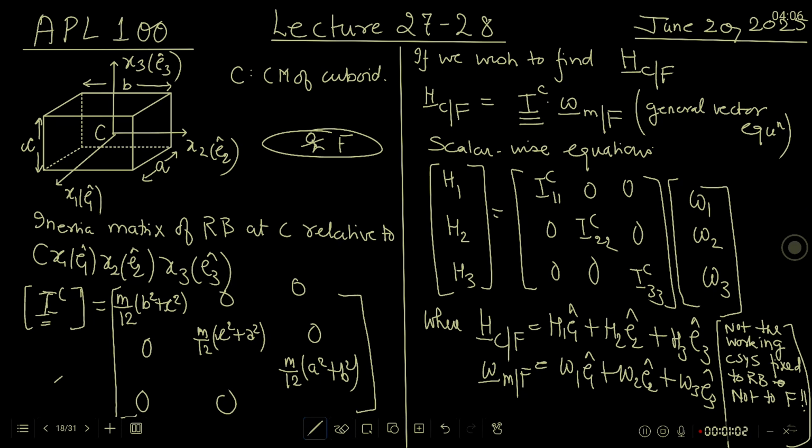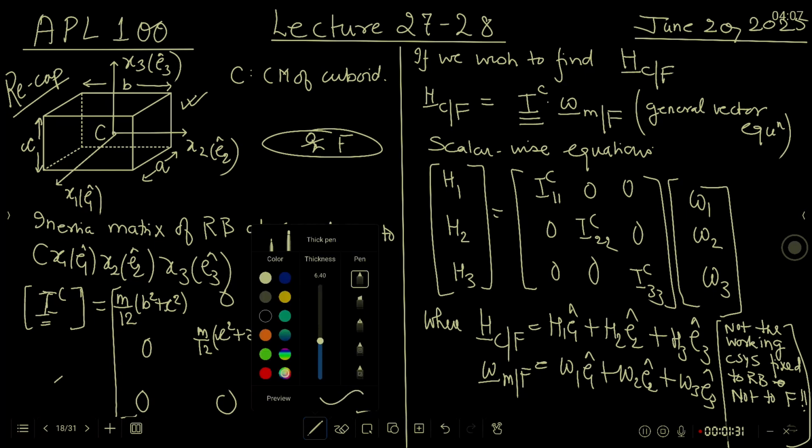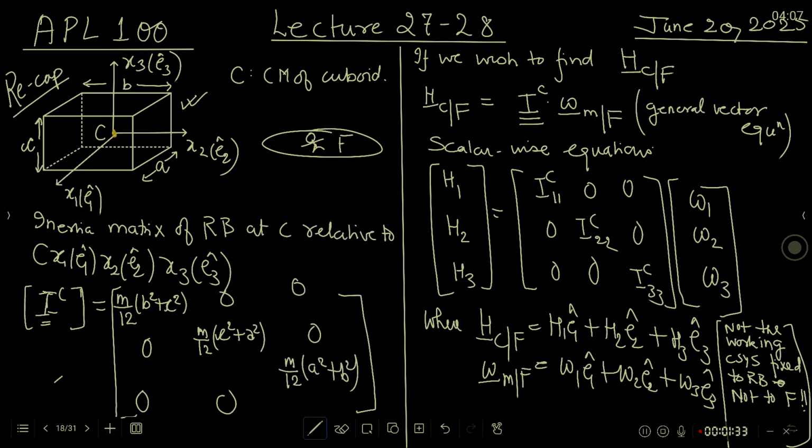What were we doing yesterday? Let's have a quick recap. Yesterday I was trying to find the inertia matrix of a cuboid shown here at its center of mass, denoted by C here, and relative to the coordinate system mentioned here.